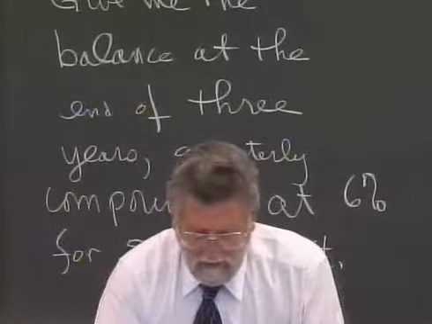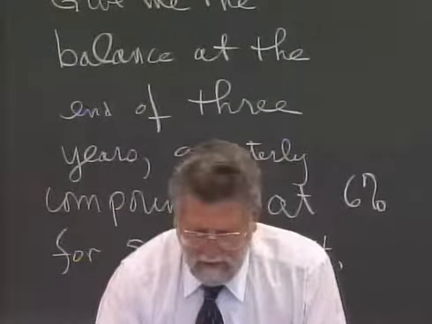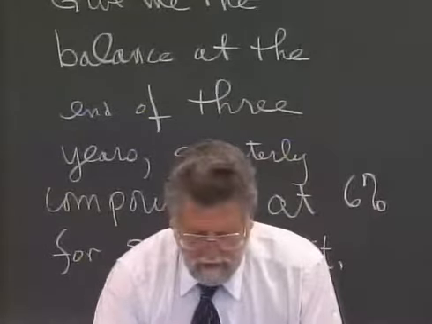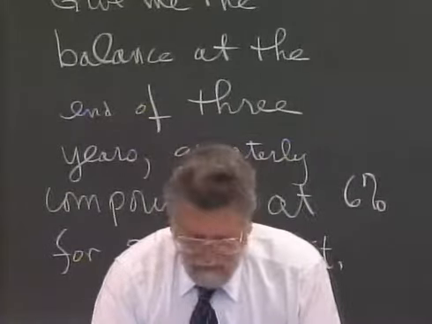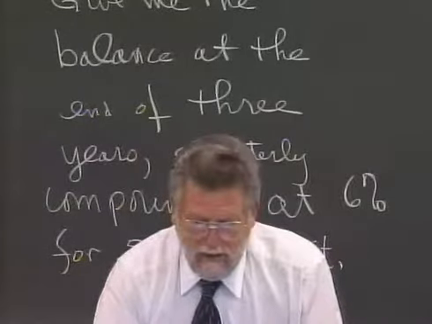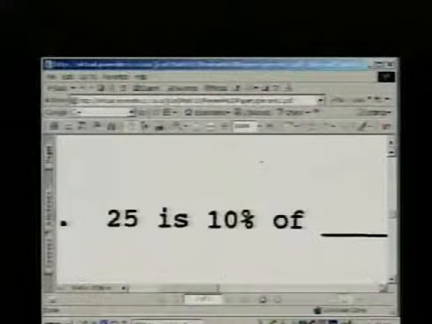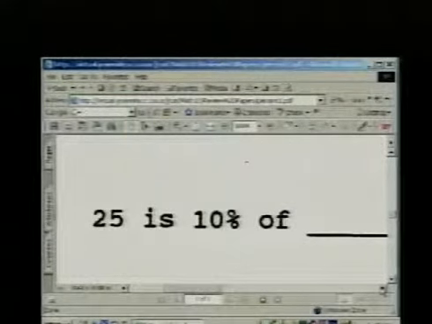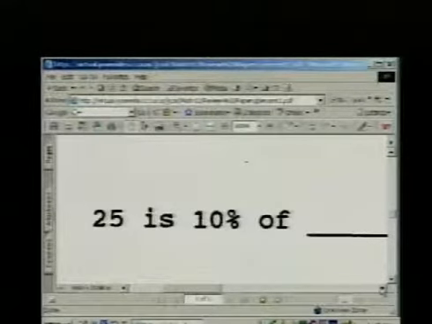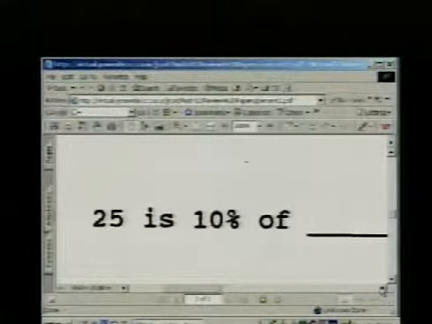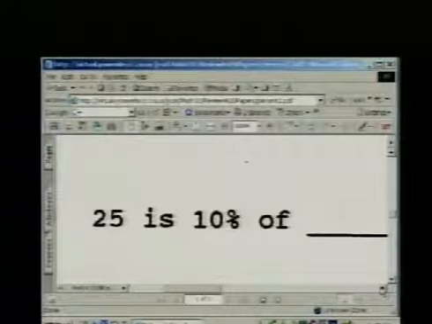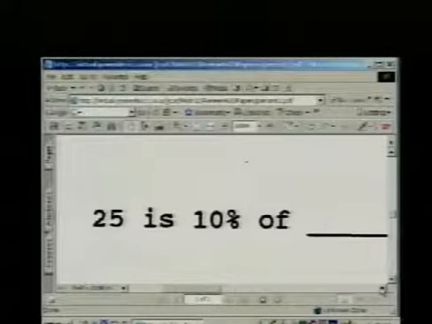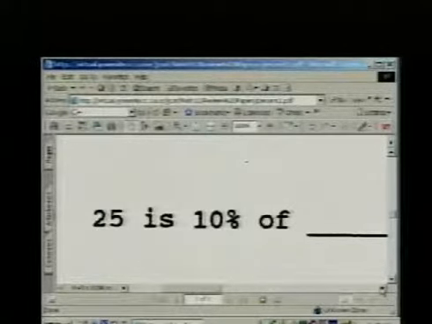So I'm reversing the problem in this way. Here is the problem I'm going to have. Fill in the blank. So your payment is $25. What was that 10% of? You should be able to do this in your head, without reference to the calculator.